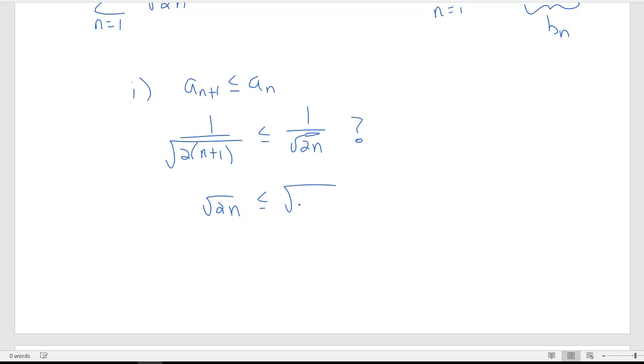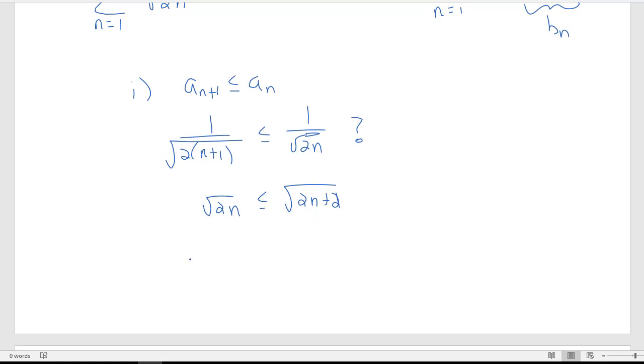I think it's pretty obvious at this point. This should be relatively obvious that this is true. If n equals 1, I get root 2. If n equals 1 here, I get square root of 4. Well, definitely root 2 is less than or equal to root 4.